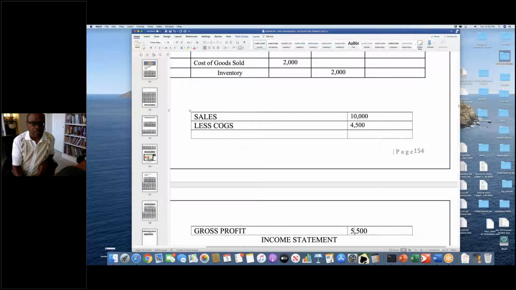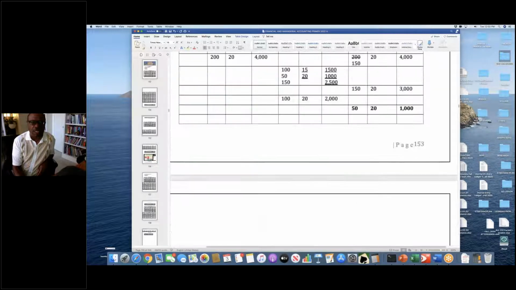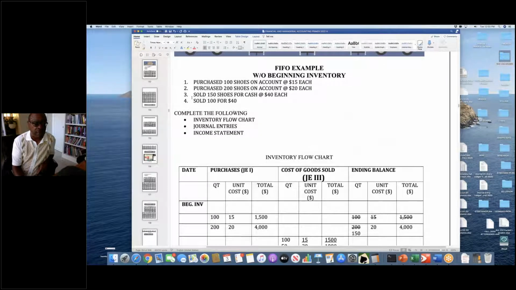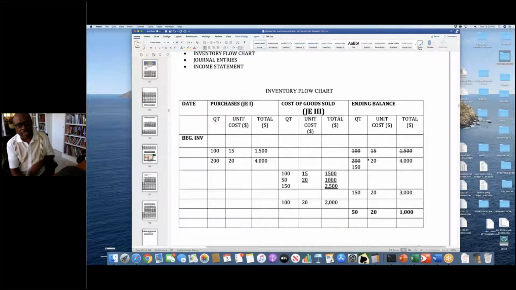So that's what we just keep working on. We buy the shoes and then we sell them. So we have one sale and we had another sale. So you see how that looks. Any questions? Okay, well, go in the blackboard.